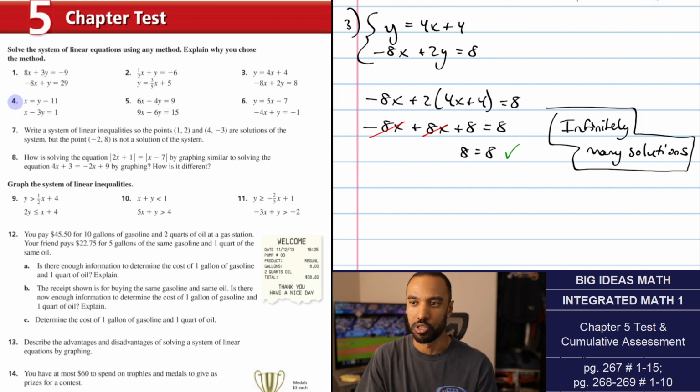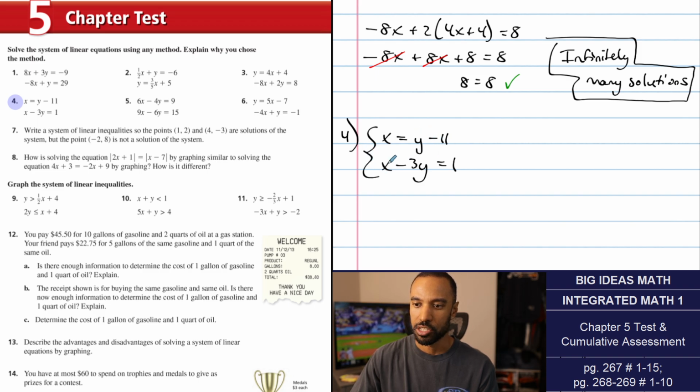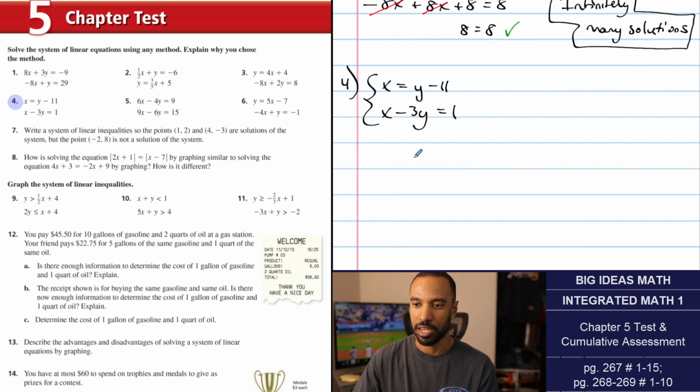Also opting for substitution on number 4, given that x is isolated. x equals y minus 11, and this is x minus 3y equals 1. Let's substitute y minus 11 for x down in this equation here. We will get y minus 11 minus 3y equals 1. By the way, I didn't write this before, but that's a substitution. S, that's an S, not a 5.